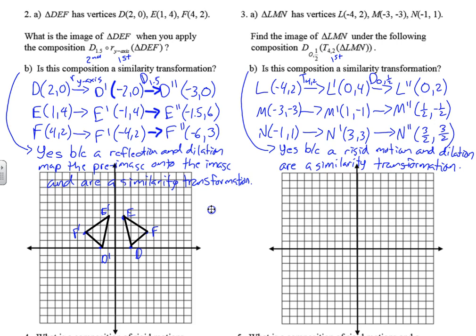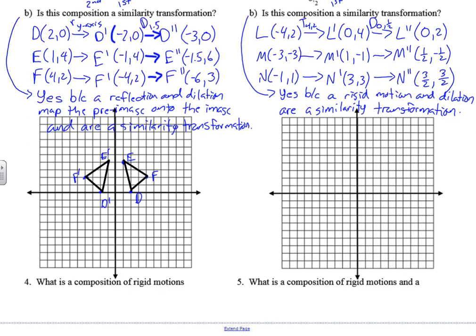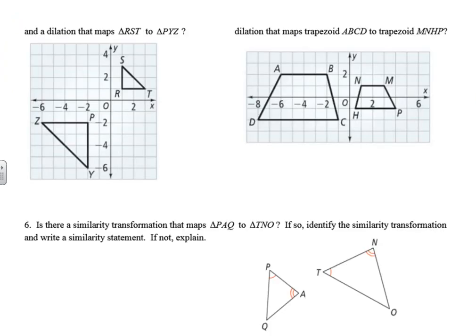That's a little neater, a little cleaner. Okay, so yes. All right. So for the next questions, the kind of beginning, I don't know if it's formatted a little differently on yours, but what is a composition of rigid motions and a dilation that maps RST onto PYZ? All right, so we have to figure out how we are going to get this over here.